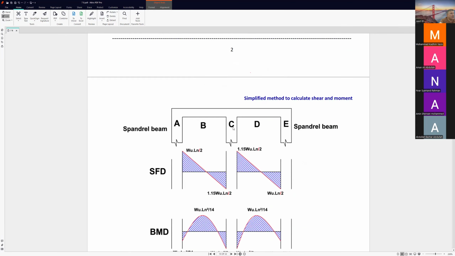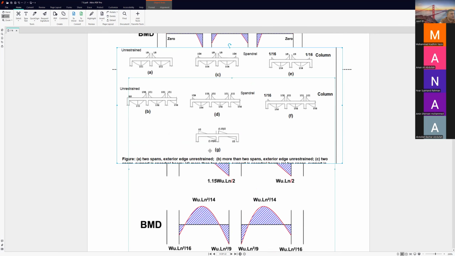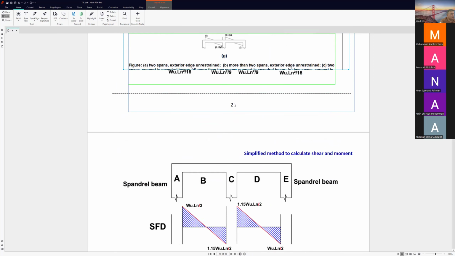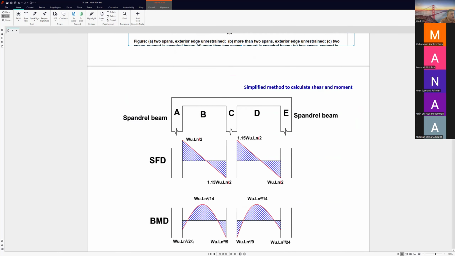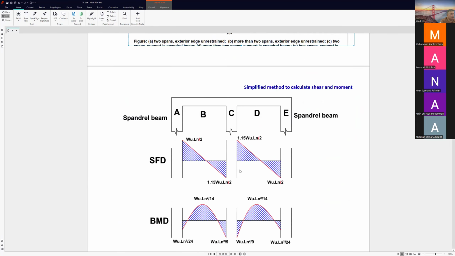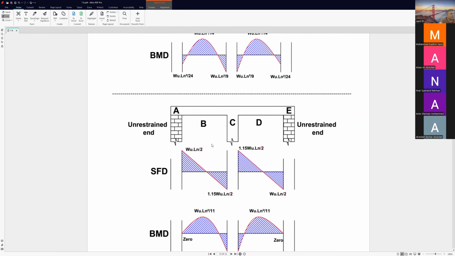What about if we have a spandrel beam? Let's compare this one. So what about if we have spandrel: 24, 14, 9, 24, 14, 9, then 9, 14, 24, 9, 14, 24, and WLn over 2, 1.15 WLn over 2, 1.15 WLn over 2, WLn over 2.